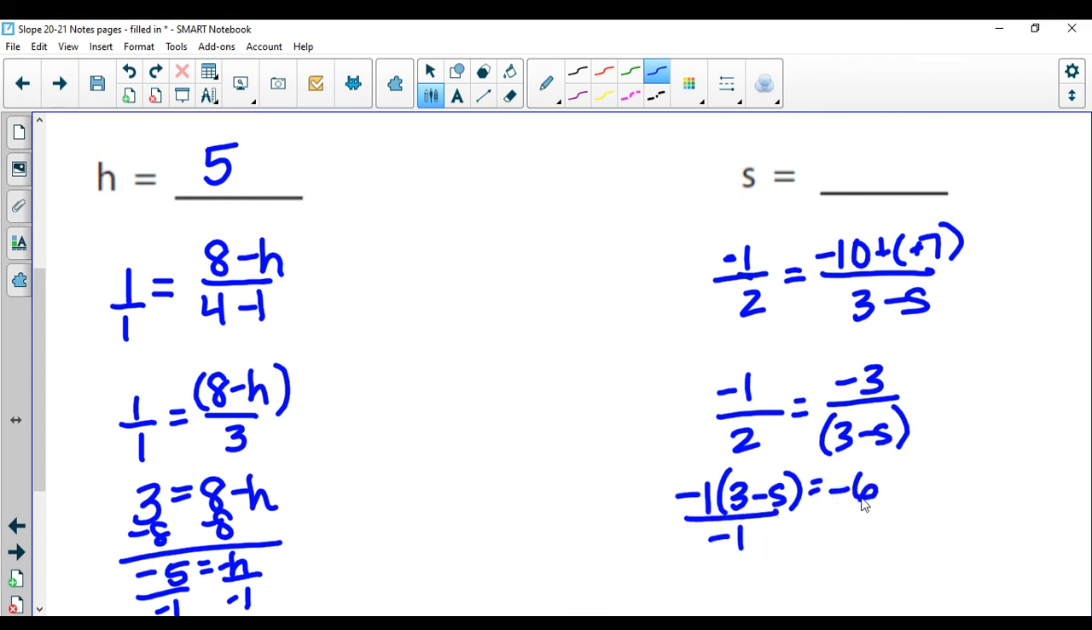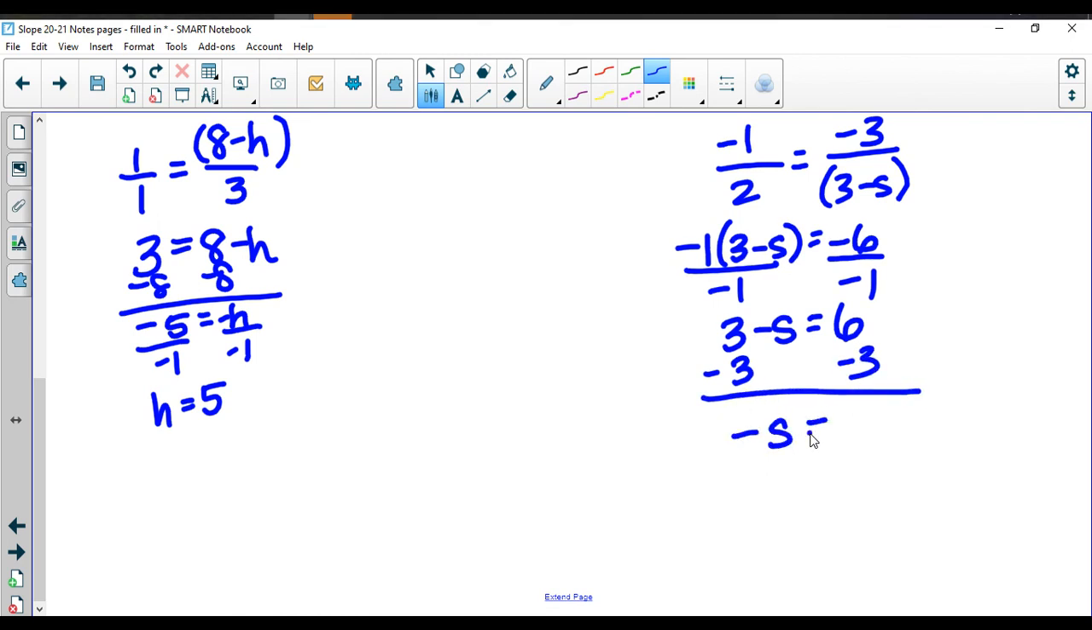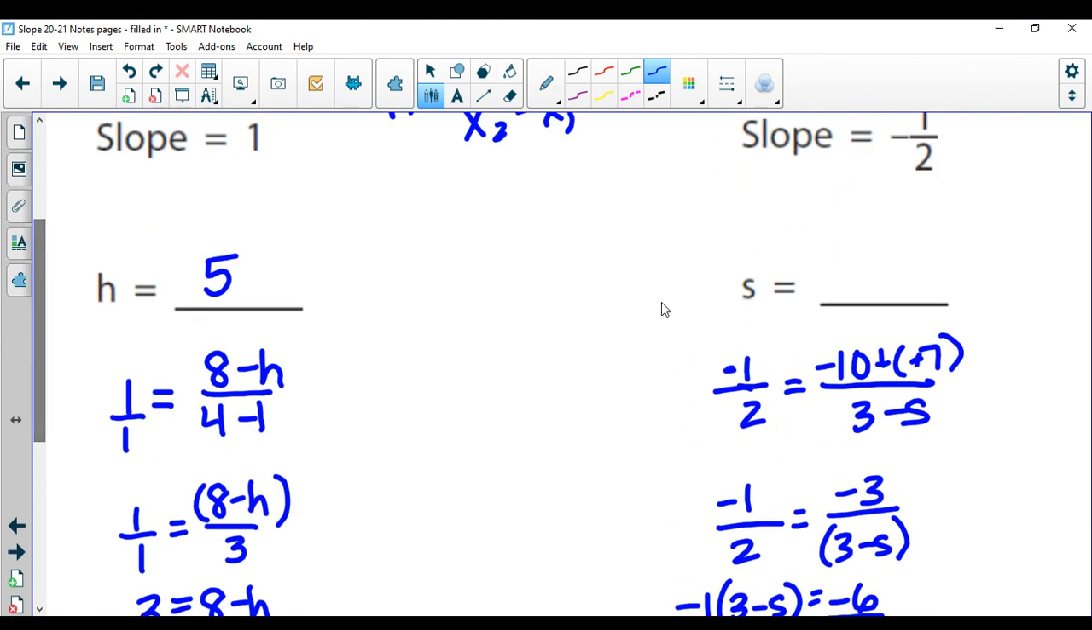I'm going to use my shortcut and divide by negative 1. So I get 3 minus s equals 6. And I'm going to subtract 3 on both sides, leaving me with negative s equals 3. Remember, this is a negative 1, so I'm going to divide by negative 1 on both sides, and I get s is equal to negative 3, which is my missing value for that coordinate.